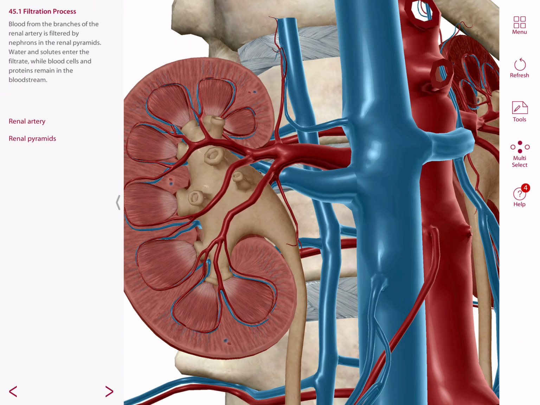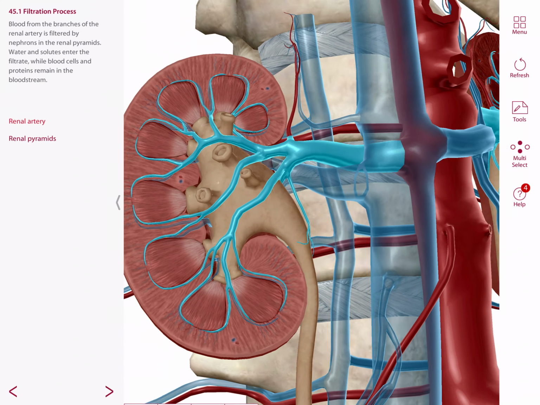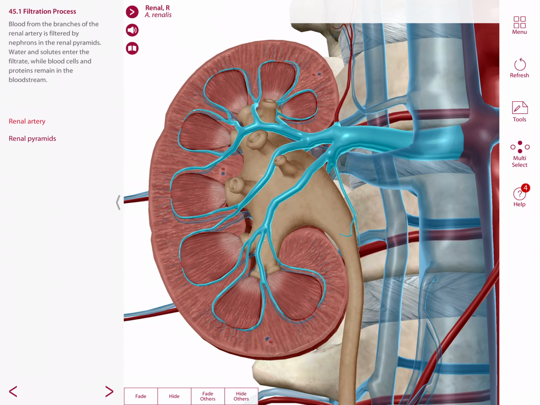Here's our filtration. So we've got that renal artery, and we're going to show the renal pyramids. So the things that it filters: water, solutes enter the filtrate, white blood cells and proteins remain in the bloodstream. So that's important to keep in mind. All of these things that are crossing into and being filtered by the nephrons in the cortex and the top of the pyramids here, that will not include blood cells. The only time we have that is if those membranes have broken down.